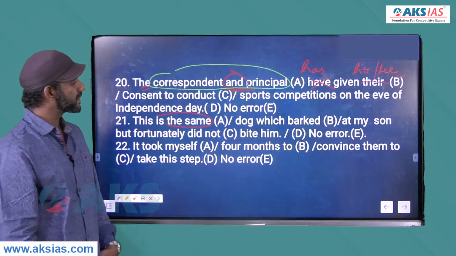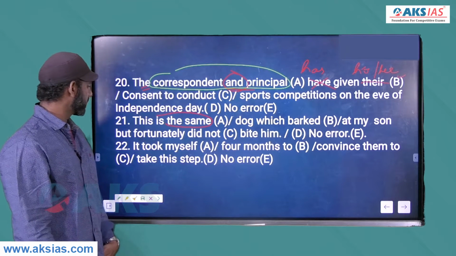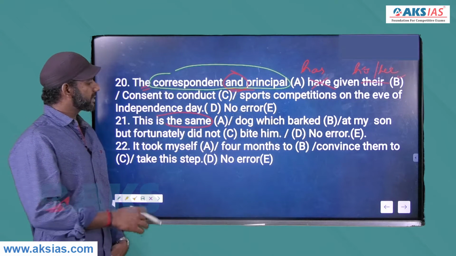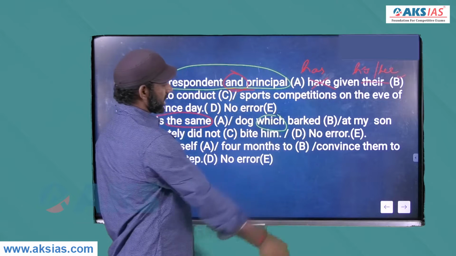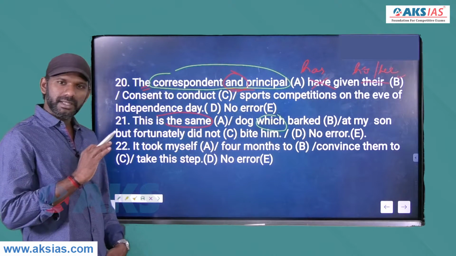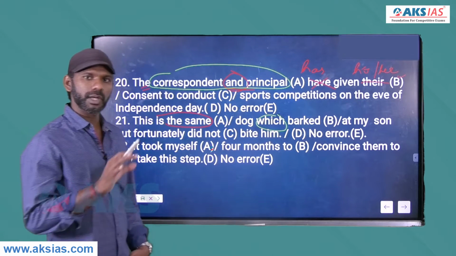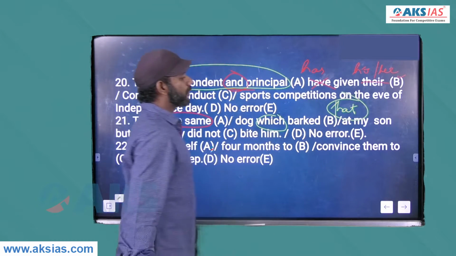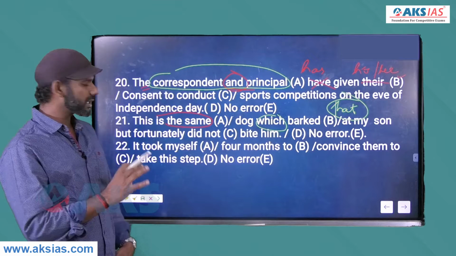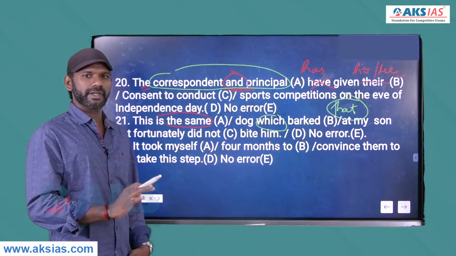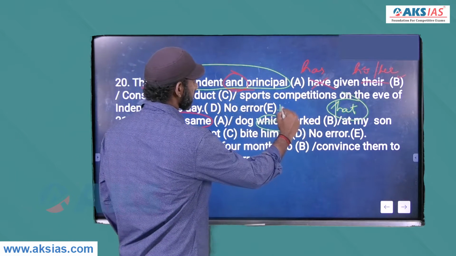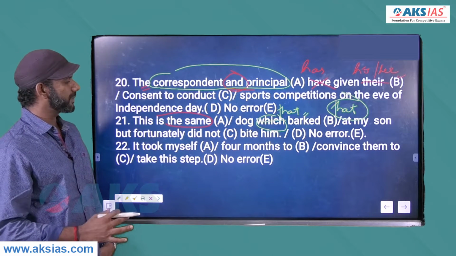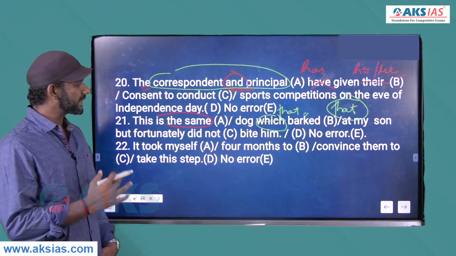This is the same dog which barked at my son but fortunately did not bite him. I told you, when we talk about something that is very specific, the relative pronoun that we need to use is that. So as we're talking about the same dog, a very specific dog, it cannot be which, it must be that. This is the same dog that barked at my son, but fortunately did not bite him.